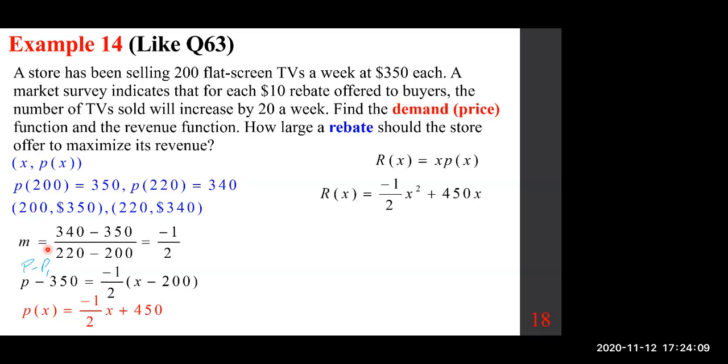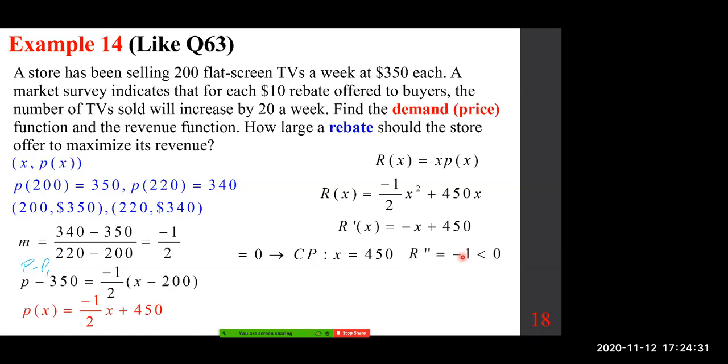R prime is minus 1/2 times 2x plus 450, set it equal to 0. X becomes 450. Easiest way, doing the R double prime. R double prime is -1, which is negative. The second derivative says it's negative. So the maximum occurs when x is 450.